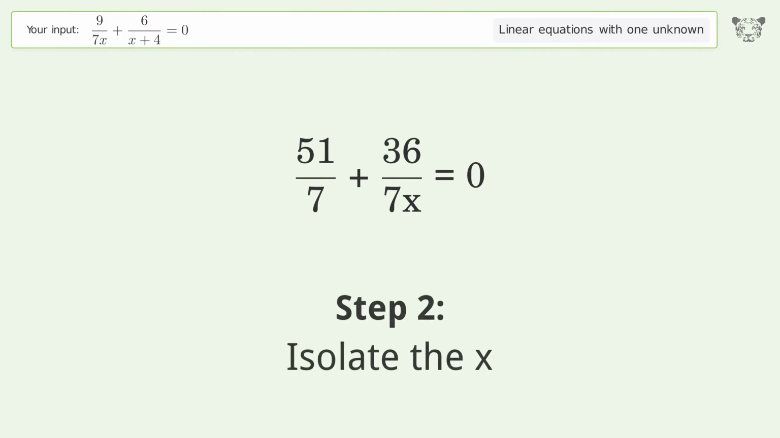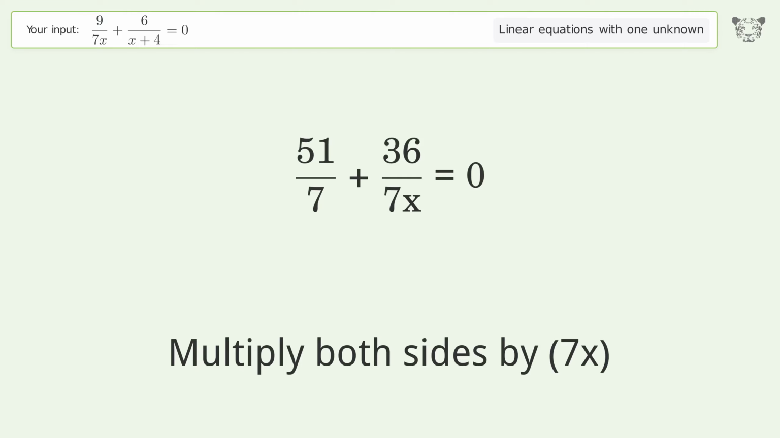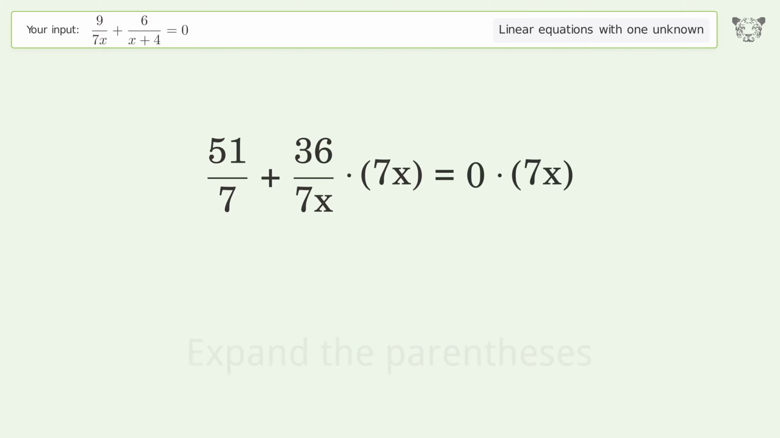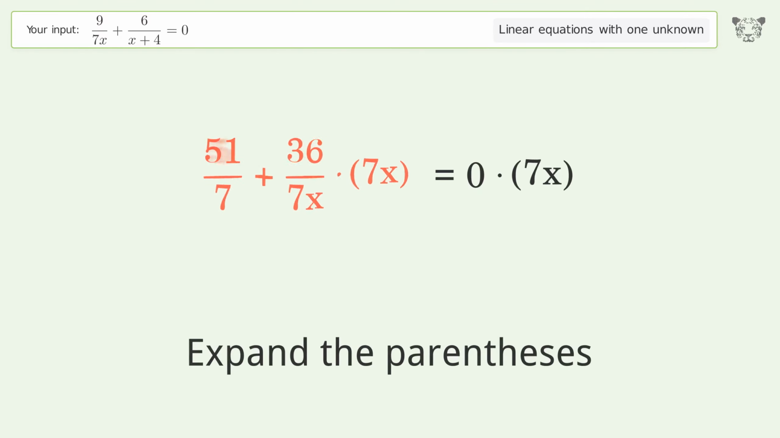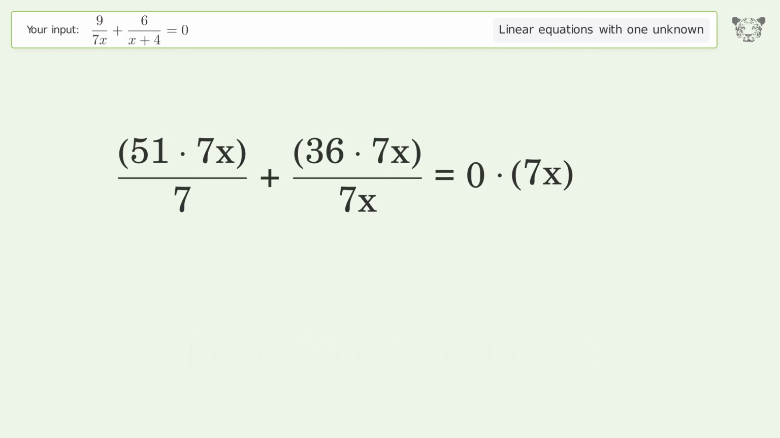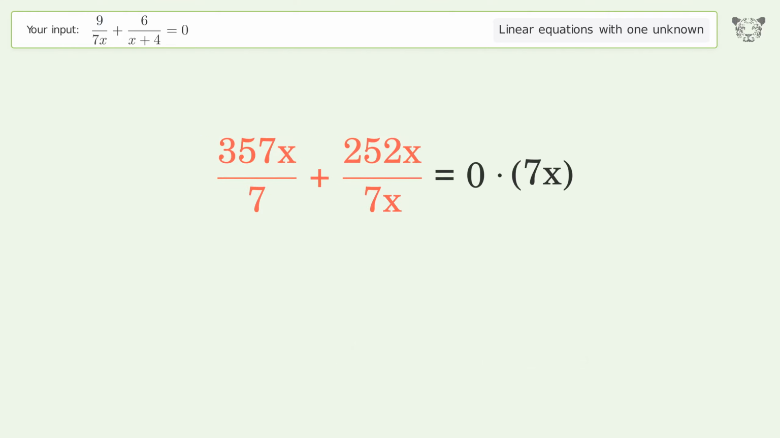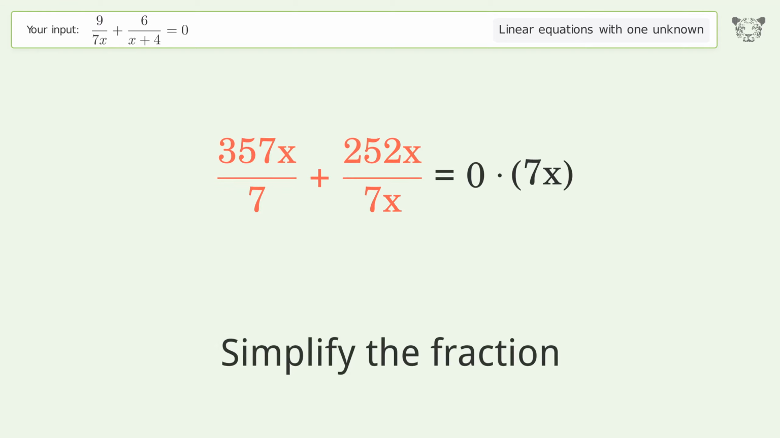Isolate the x. Multiply both sides by 7x. Expand the parentheses. Multiply the coefficients. Simplify the fraction.